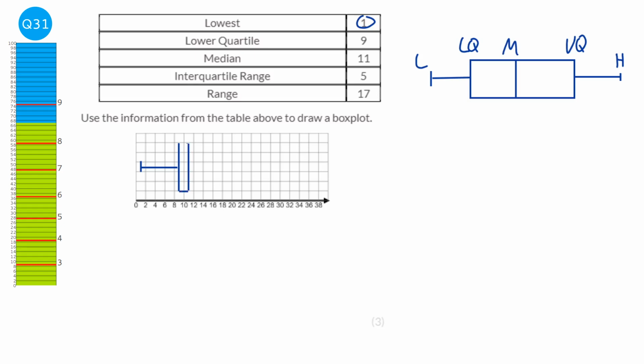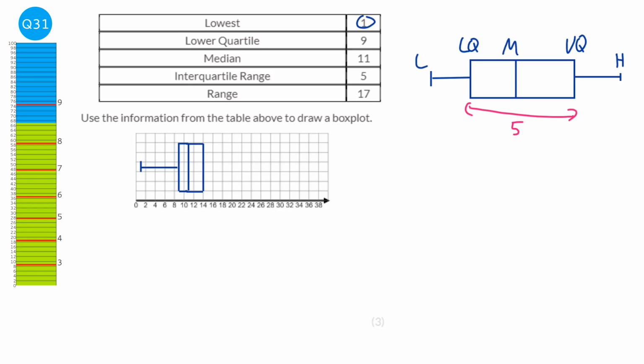Quite a thin box plot so far. Now it says the interquartile range is 5. Now the interquartile range is the distance here. So that's 5. So it's going to be 5 more than the lower quartile. If the lower quartile is at 9, it would be 9 plus 5, which will be 14. So if we get our line at 14, and then complete our box plot. Here we go.